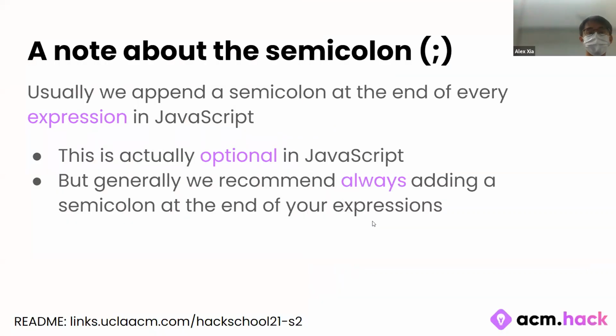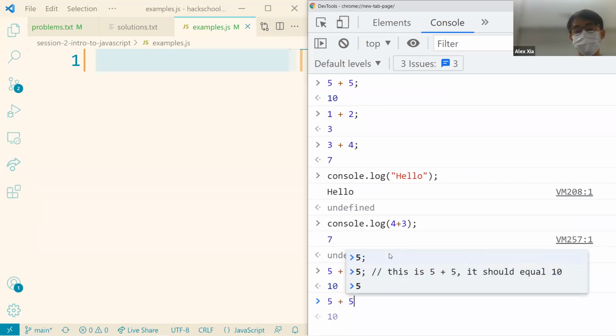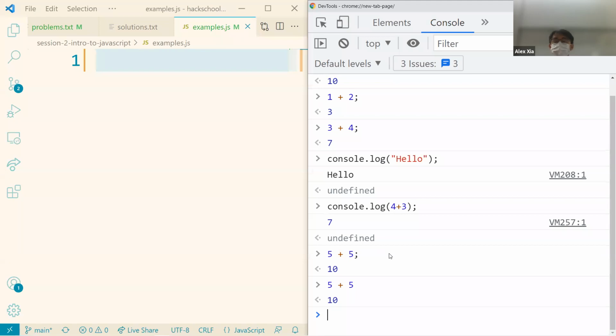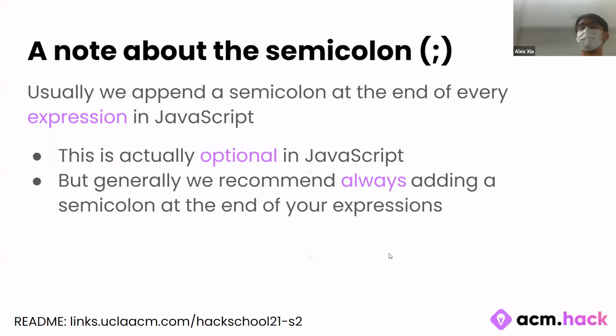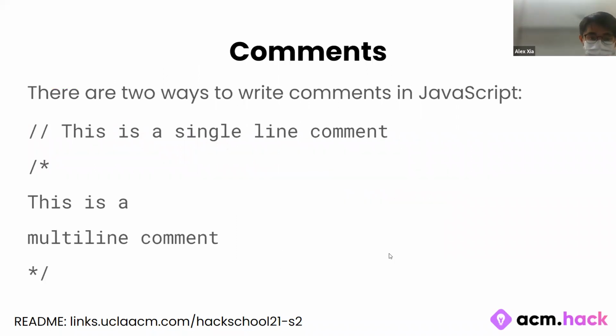Just another note about the semicolon is that in JavaScript, this is actually optional. For example, if I go back to my console and do 5 plus 5, this works just like if I did have a semicolon. But generally, it's recommended to always use a semicolon because when you get to more complicated code, you'll get certain behaviors that you may or may not want if you didn't have a semicolon. So it's always recommended to have a semicolon, and we will always be doing this for the rest of Hackschool too. Okay, so moving on to comments.